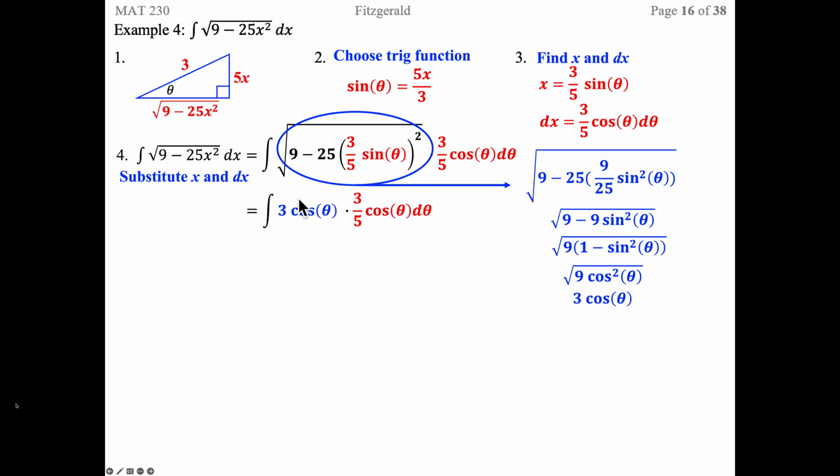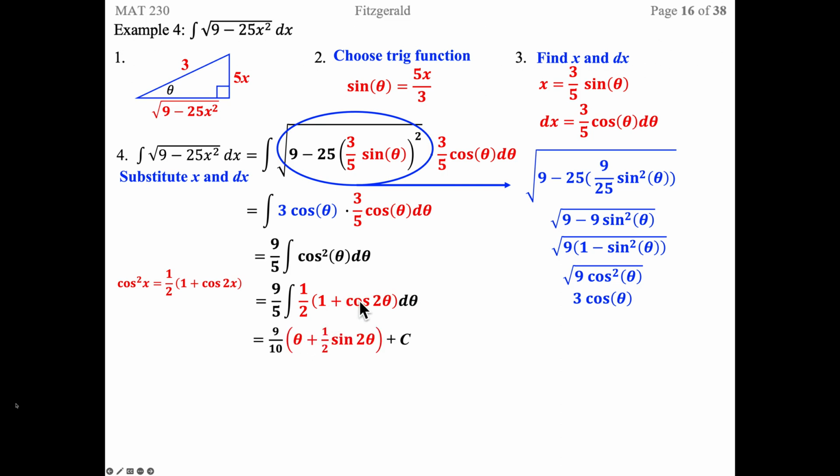Put that back here where the square root was. All right, multiply the scalars. 3 times 3/5 is 9/5. Cosine theta times, oh no, that's cosine squared theta. I need my half angle identity. So substituting in 1/2 times 1 plus cosine 2 theta d theta, take the 1/2, multiply it to 9/5 makes it 9/10. Integrating 1 with respect to d theta, that becomes a theta. Integrating cosine of 2 theta is sine 2 theta, but then again, don't forget to take the derivative of the inside argument of 2 and divide that into sine 2 theta or multiply it by 1/2.